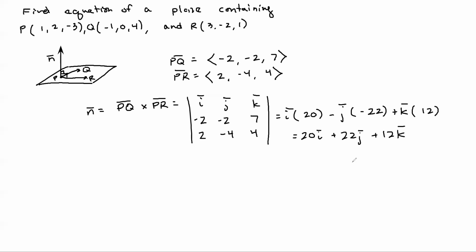Once you have the normal vector, to go through and find the equation of a plane, you just need a point and the normal vector, and then put the two together into the plane equation. So you can pick any of these 3 points that you want. It doesn't matter which one you use. I'm just going to use the first one here. So we're going to have 20 times x minus 1 plus 22 times y minus 2 plus 12 times z plus 3 equals 0. And that is the answer.